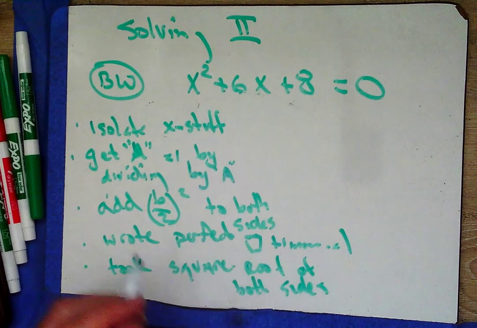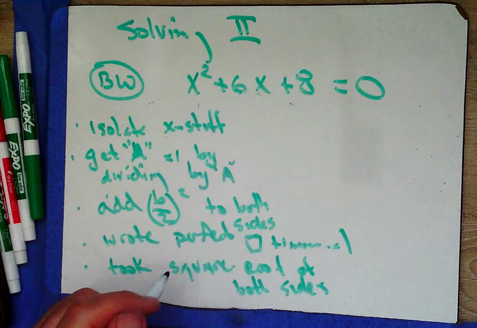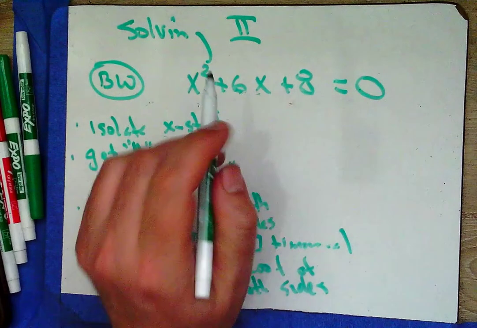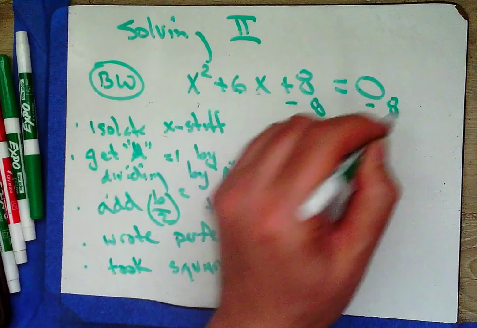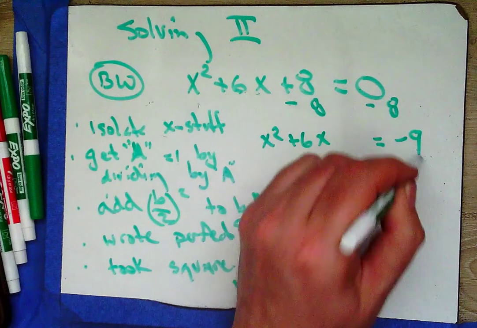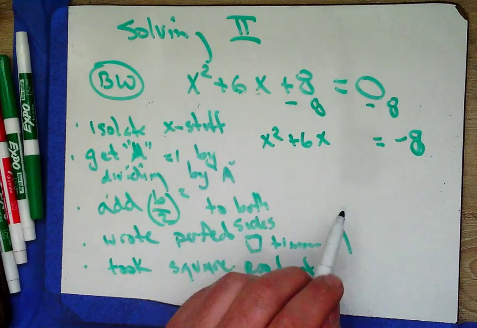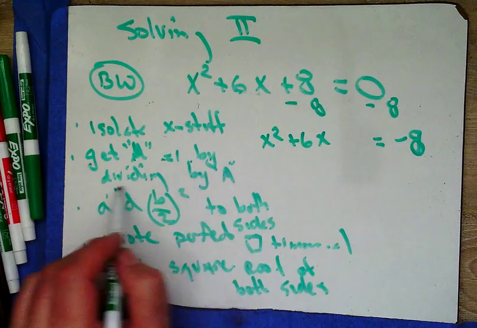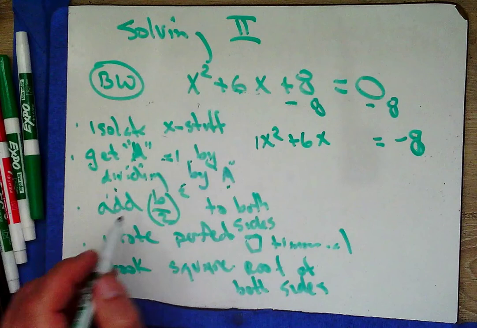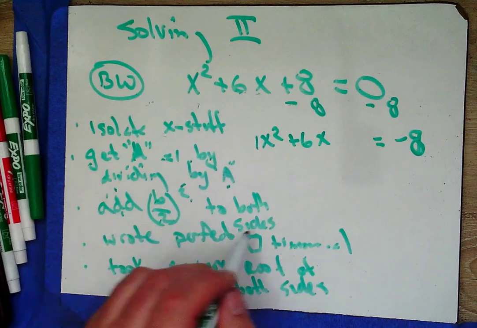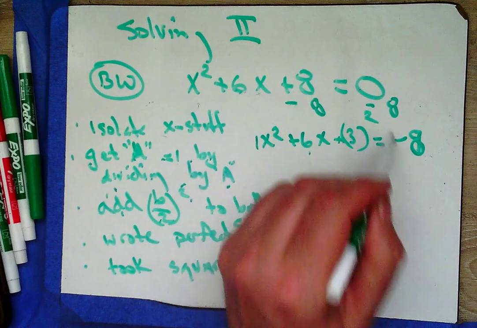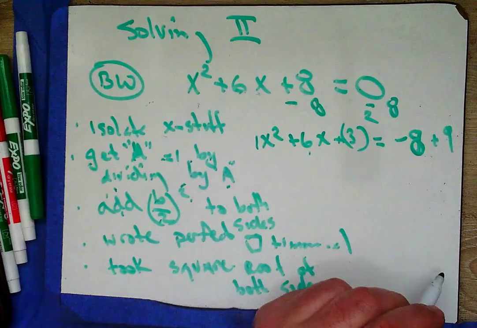All right, well, in that time, I hope most of you were able to actually do completing the square here. So remember, we want to isolate the x stuff, so I'm going to subtract 8 from both sides. x squared plus 6x equals negative 8. And now I'm supposed to get a equal to 1 by dividing by a. My a is equal to 1, so I can skip that step. Now let's add b over 2 squared to both sides. My b value is 6. 6 divided by 2 is 3. I'm adding 3 squared, or 9, to both sides.